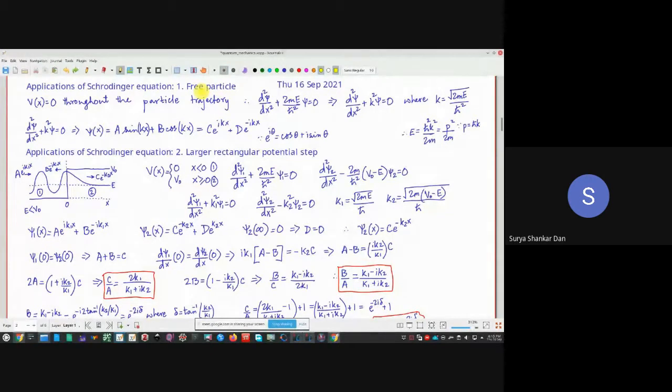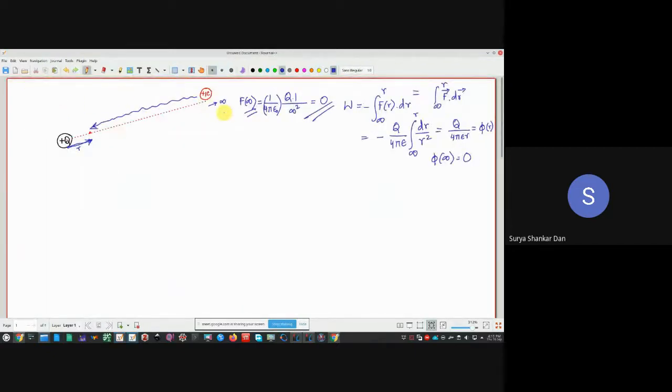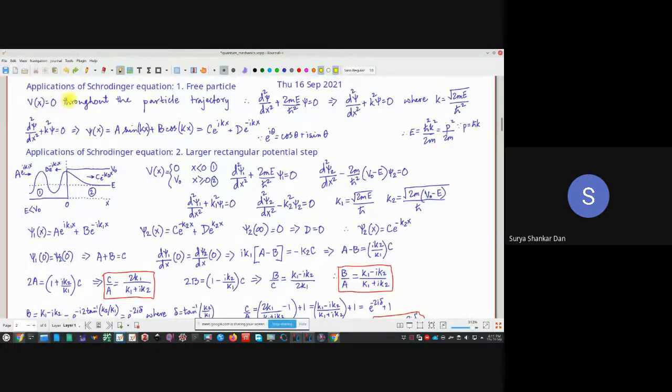So now when we are in engineering, free particle means the particle is free of any kind of potential variation. Okay, so that is the reason why I have written here V of x equal to 0. Notice V of x equal to 0, where will it be? At infinity only. Right? Okay, so that means the potential variation for the particle is 0. So here I have put V of x equal to 0 throughout the particle trajectory.